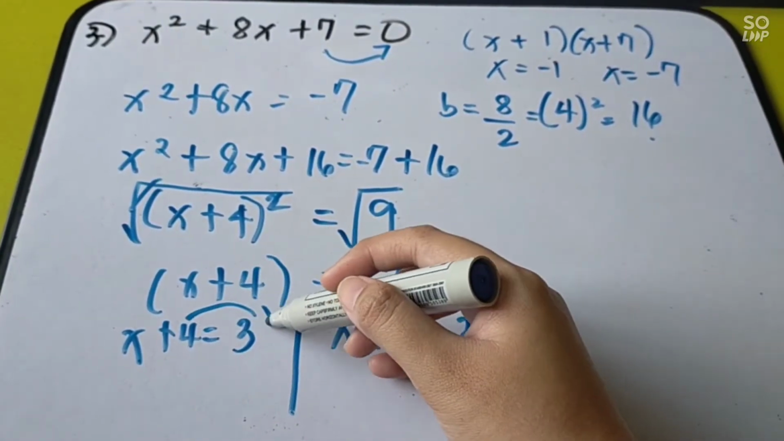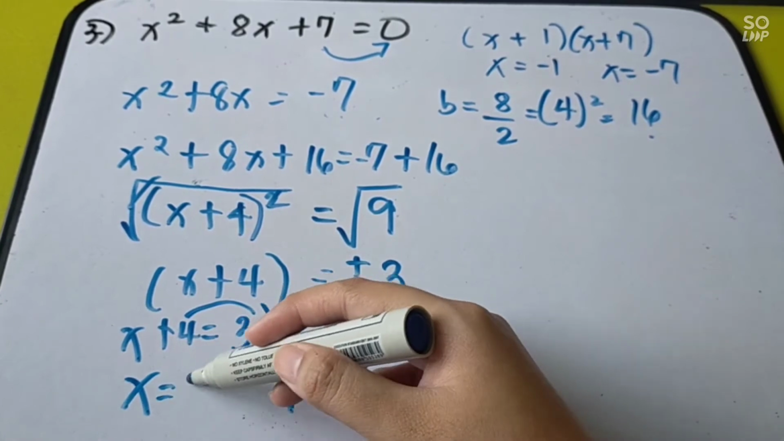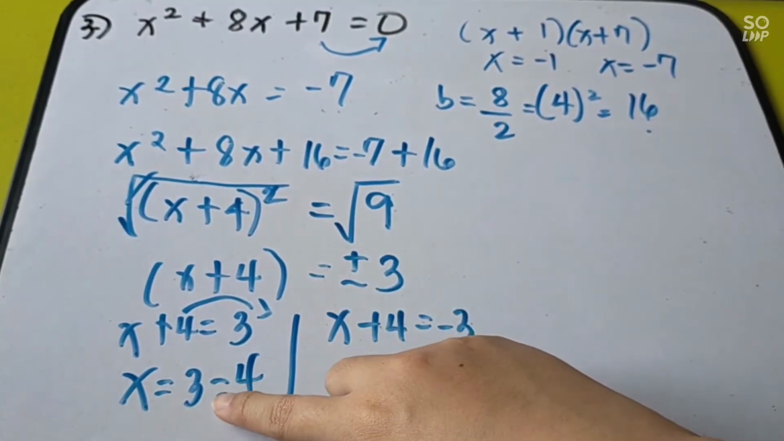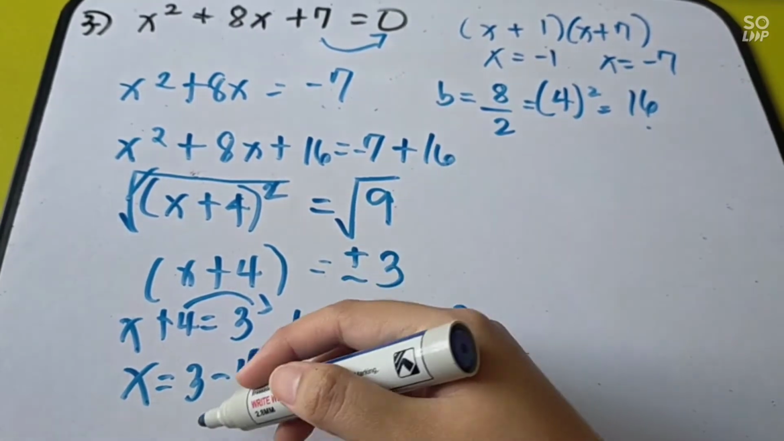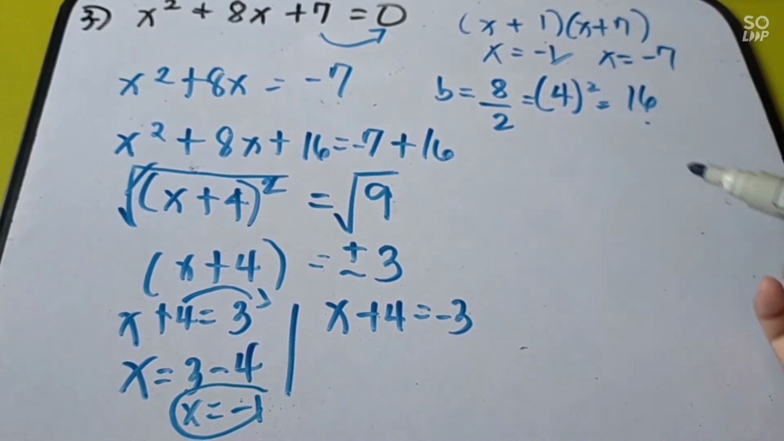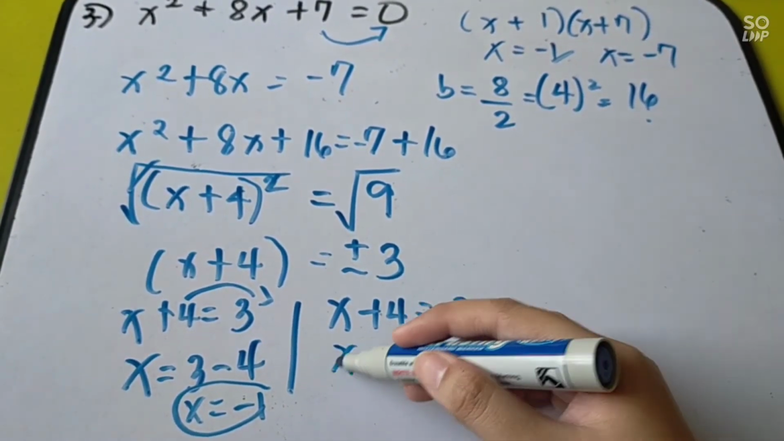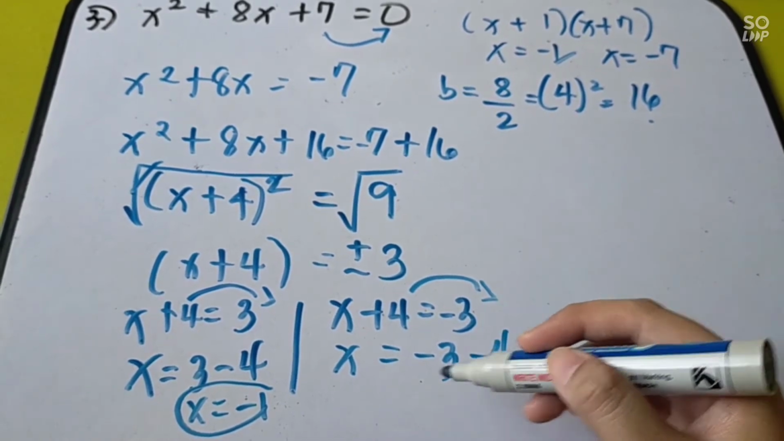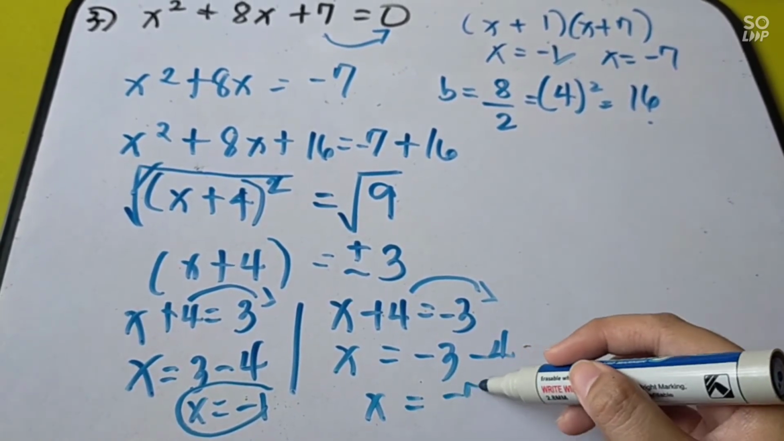Then, transpose mo yung 4 to the other side. So, x is equals to 3 minus 4. So, 3 minus 4, x is equals to negative 1. Ayun, lumabas si negative 1. Diba? Tama? Ito naman. X is equals to negative 3, transpose positive 4, it becomes minus 4. So, x is equals to negative 7.